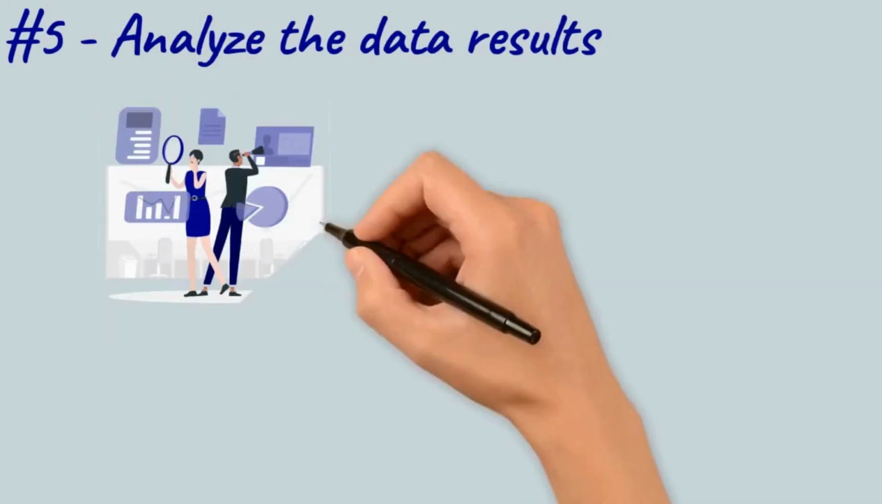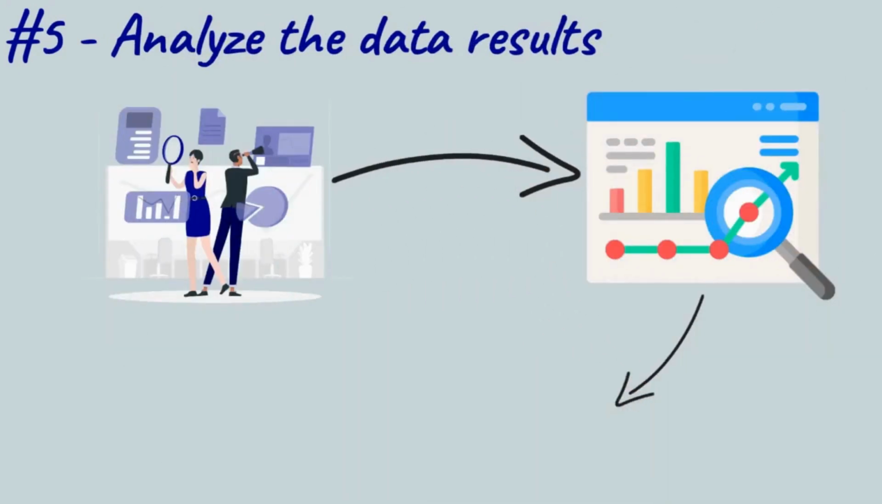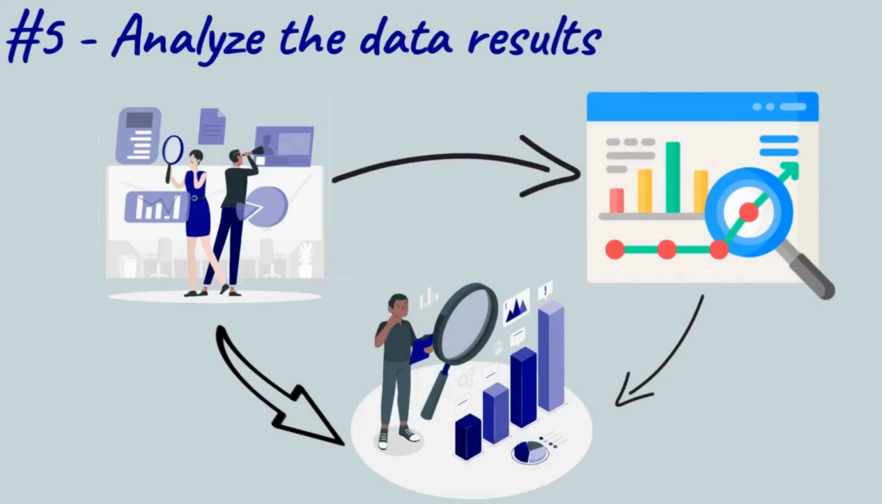Number 5, analyze the data results as follows. Interpret the results of your data analysis in light of your product objectives. Analyze trends, patterns, and correlations that provide actionable insights. Make informed decisions about your product by identifying areas of improvement, potential opportunities, and challenges.